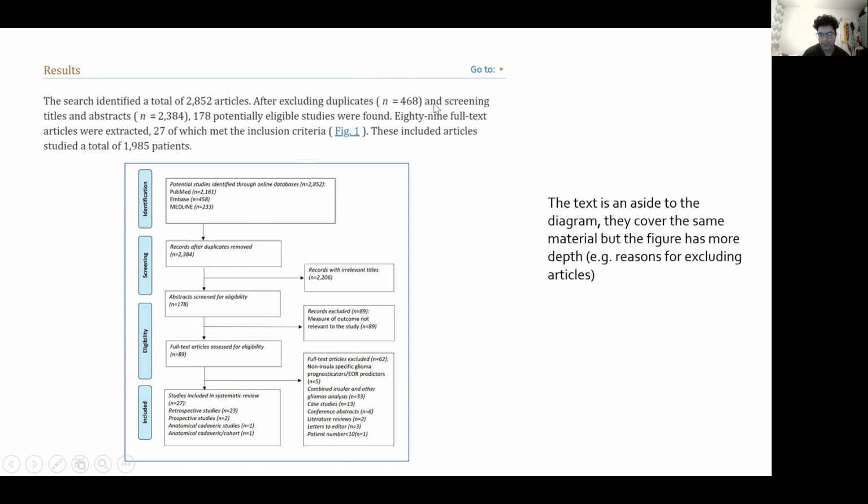Once again, you'll notice it's important to give an idea how many patients were in this analysis, so 1,985 patients, because that gives you an indication of the magnitude of the analysis, it gives you an indication of what to expect, and it steers the direction towards you doing analysis and considering these potential biases that will arise.